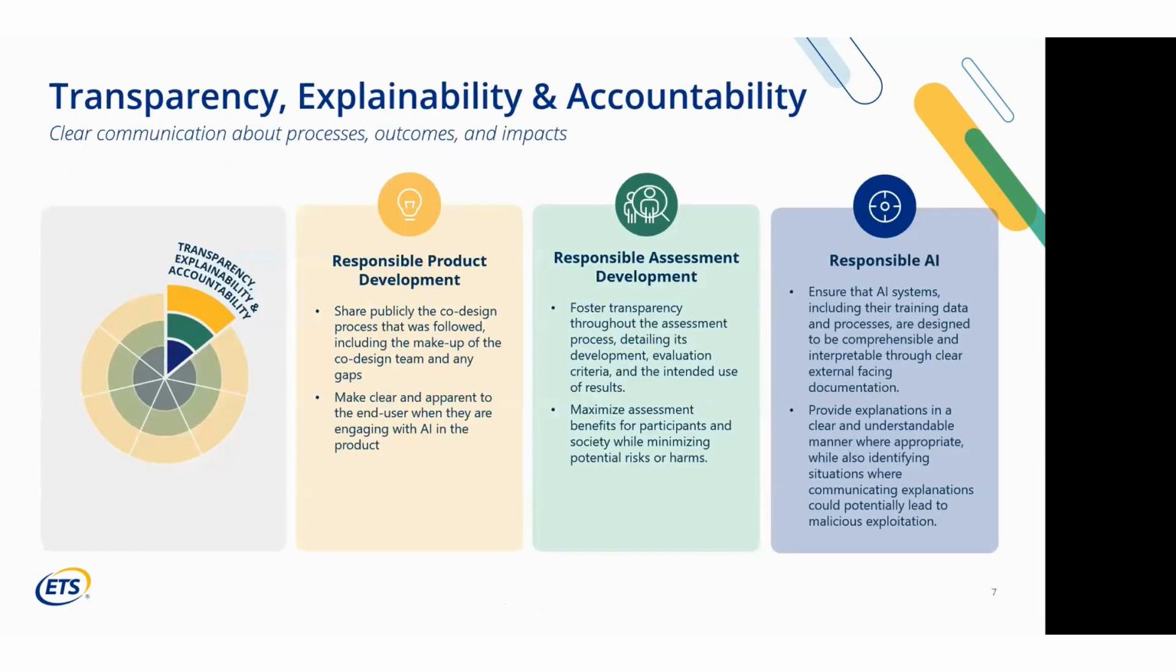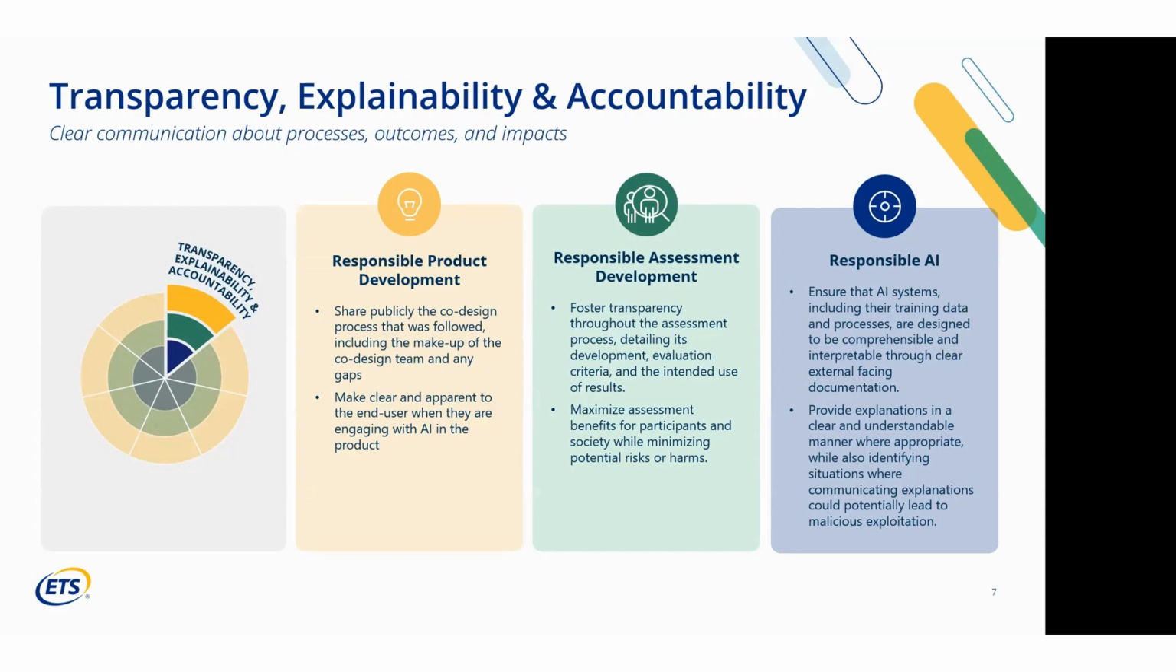I'm not going to dive into each of them, but I want to look at them and talk a little bit about how we're thinking about them across the different constructs. So thinking about transparency, explainability, and accountability. If we think about responsible product development, it's about sharing publicly the co-design process that was followed, including the makeup of the co-design team and any gaps that there were in that team. That becomes about inclusivity, as well as ensuring that you're communicating with the community who was involved in the product development process. This is not dissimilar from thinking about responsible assessment development.